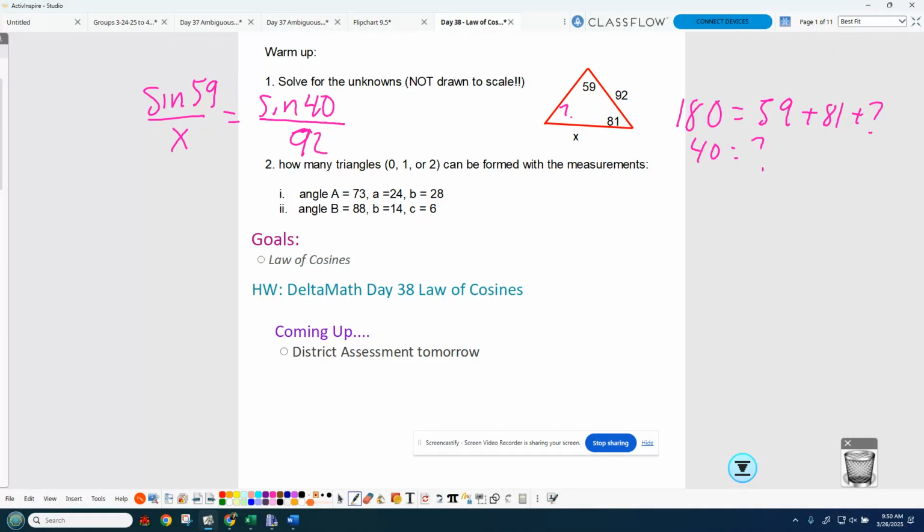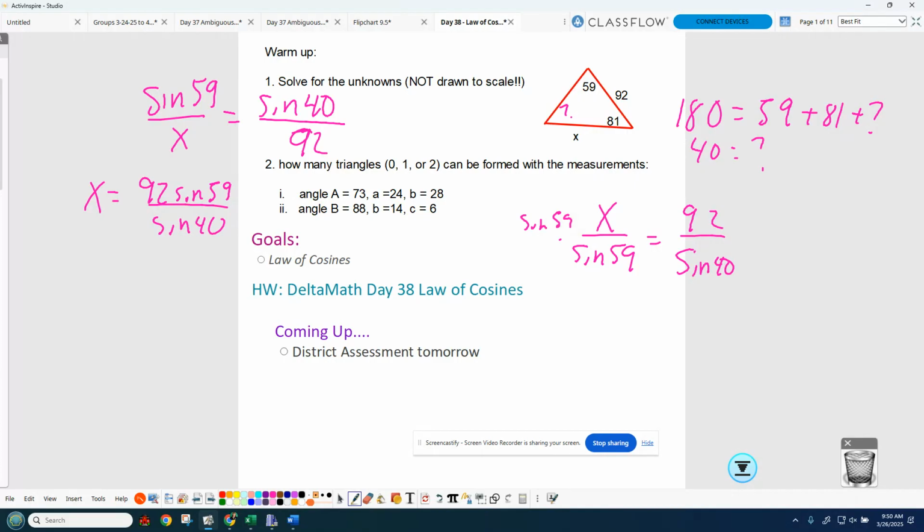Okay, well, I just wrote down the way Keith said it. Andreas wants to do this side over sine of the angle equals side over sine of the angle. Are they both going to give me the same right answer? Let's see. If I cross multiply, I'm going to over here get x equals 92 times sine 59 divided by sine 40. Then over here, I'll be typing in the same thing.